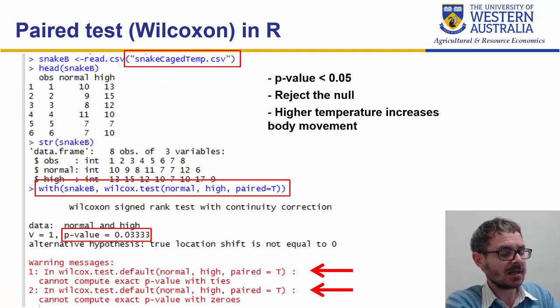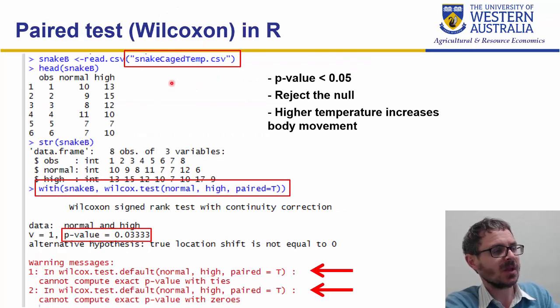So I've read in my data here, this was my CSV data file, and this is the name I give it in R. I conduct my little test to see what's in my data, so this is the heading, with normal and high, whatever you might use to denote your column headings. We conduct the test, we've seen how to do this, pretty straightforward. With snakes, wilcox.test, paired equals TRUE. Look at the p-value. The p-value is less than 0.05, therefore we reject the null.